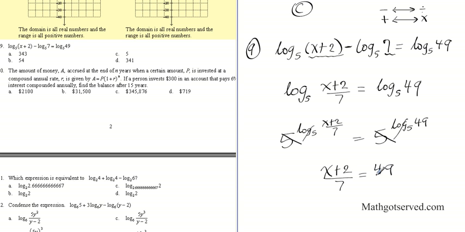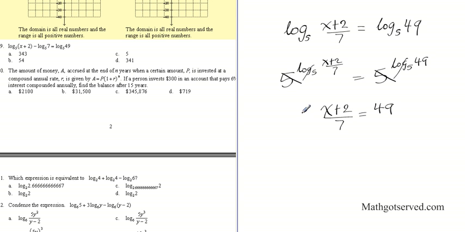Okay? Now, to get x by itself, we will multiply both sides by 7. Multiply by 7, multiply by 7. This one divides out. We'll have x plus 2 equals 343. Subtract 2 from both sides, and then we'll have x equals 341. Okay, so that's your final answer.